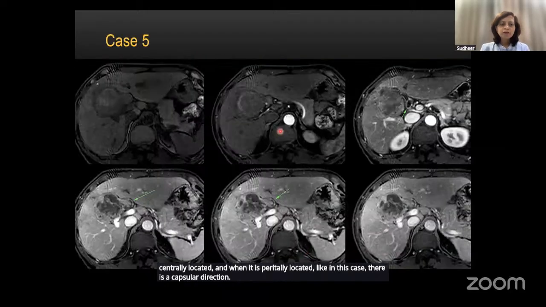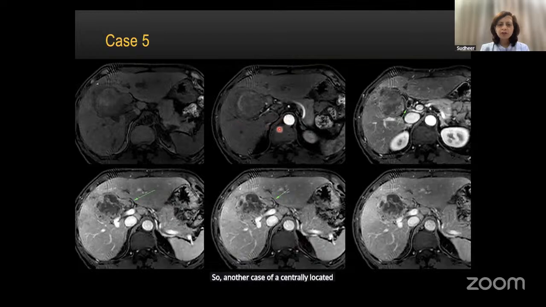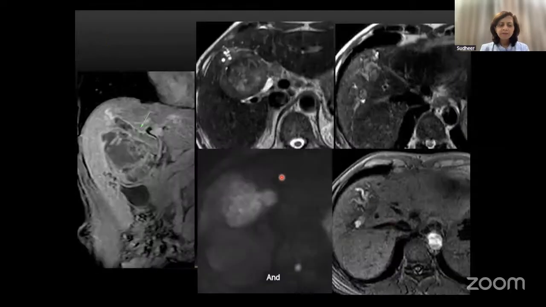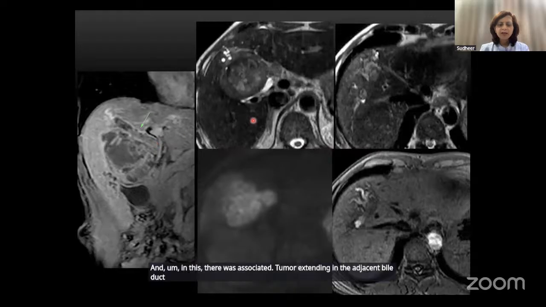So another case of a centrally located cholangiocarcinoma, which is again showing a heterogeneous rim kind of enhancement in the early phases, which is then persistent. And in this, there was associated tumor extending in the adjacent bile duct. Another case of a centrally located cholangiocarcinoma with upstream biliary dilatation, which shows features of hemophilia.